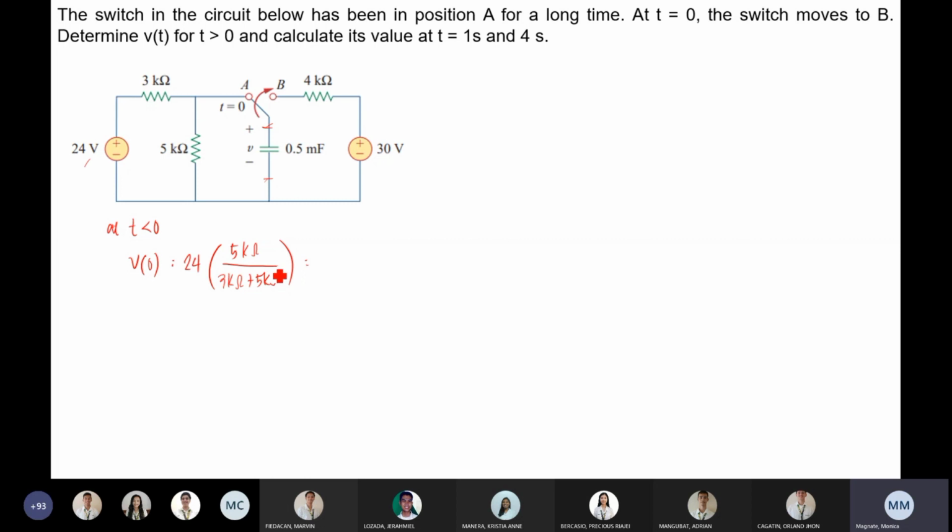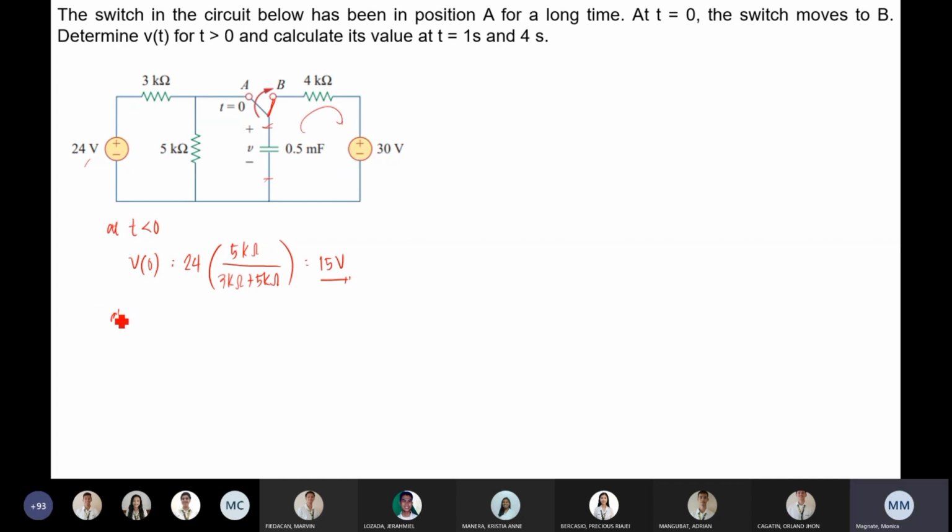24 times 5 over 8, 15 volts, no? Ayan, so ito yung initial value ng ating capacitor. Now, i-move natin ngayon kay B yung ating switch. So, ayan, since meron na tayong 15 volts na voltage ng capacitor, pwede natin consider tong kabilang circuit, no?